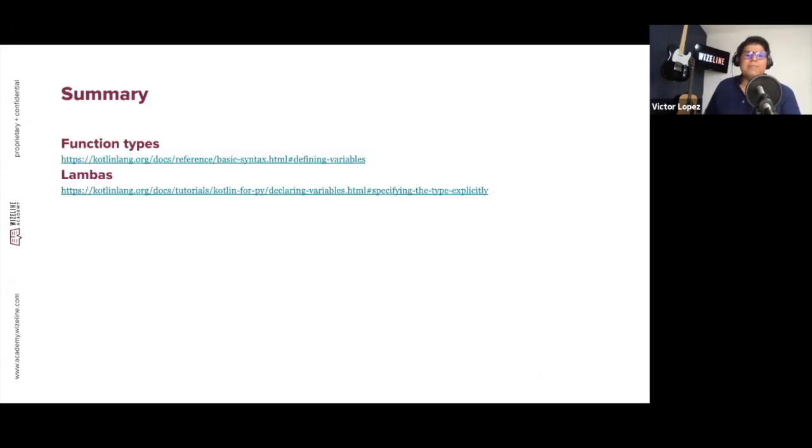And well, that was function types and lambdas. Again, this is a summary of what we saw. And again, I added some resources. You can see this documentation is official. And remember that this slide will be shared when the academy team sends the email, okay?